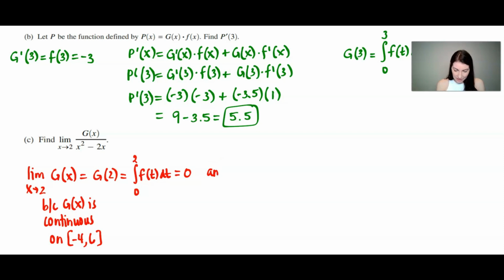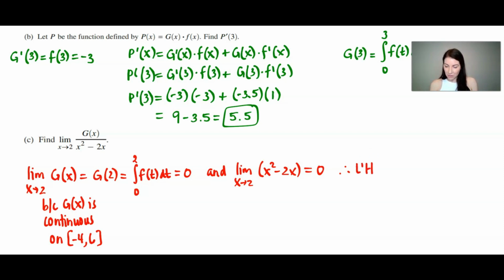And the limit of the denominator, so the limit as x approaches 2 of x squared minus 2x, by direct substitution of plugging in 2, we would have 2 squared minus 2 times 2, which would give me 0. So notice the limit of the numerator is 0 and the limit of the denominator is 0. Therefore, we can apply something called L'Hopital's rule.